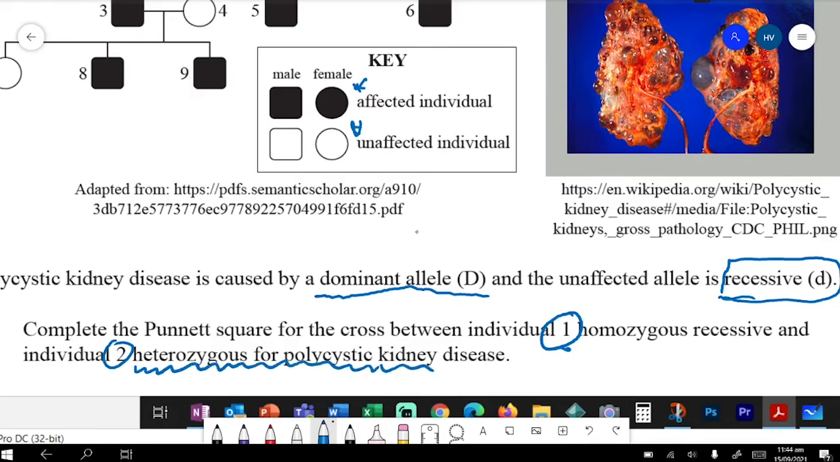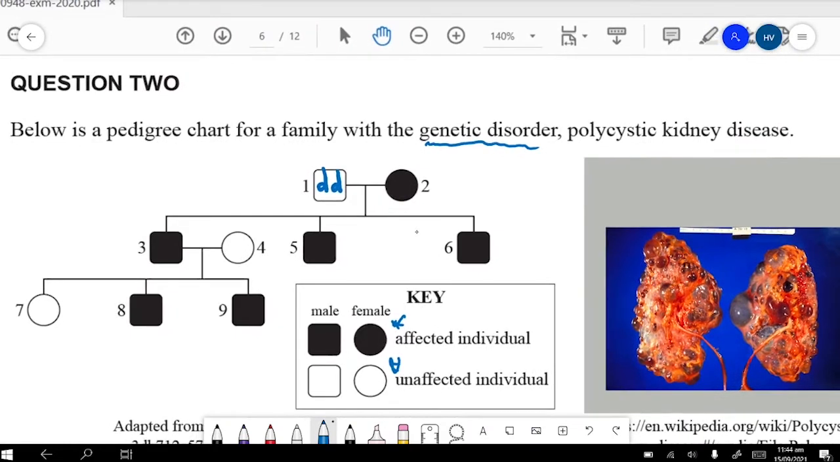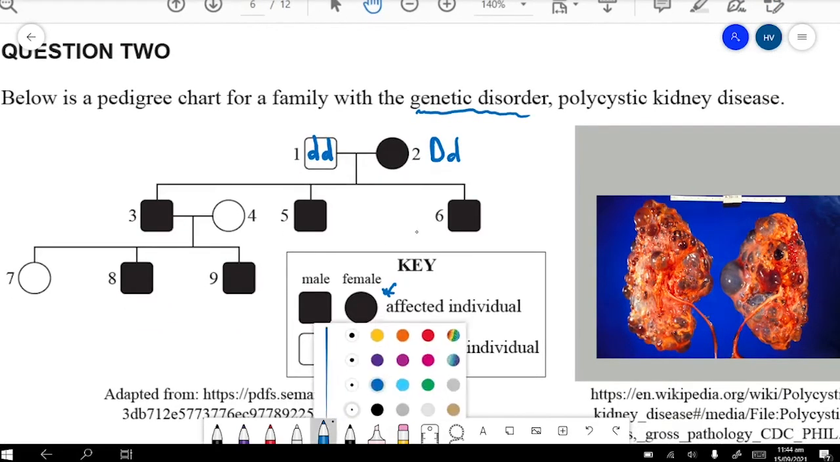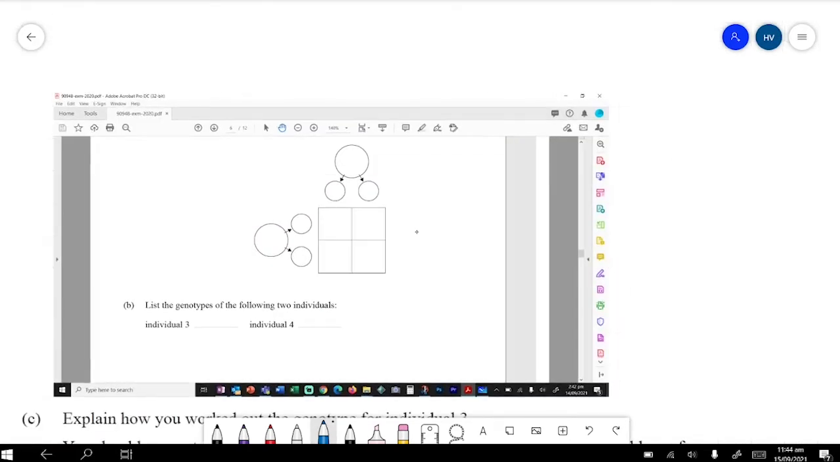Now, complete the Punnett Square for the cross between individual 1, homozygous recessive, and individual 2, which is heterozygous for polycystic kidney disease. Hetero means different, so it's going to be big D, little d. So, let's go and complete that Punnett Square. So here's our Punnett Square. Now when they give you a Punnett Square with circles like this, don't be confused.